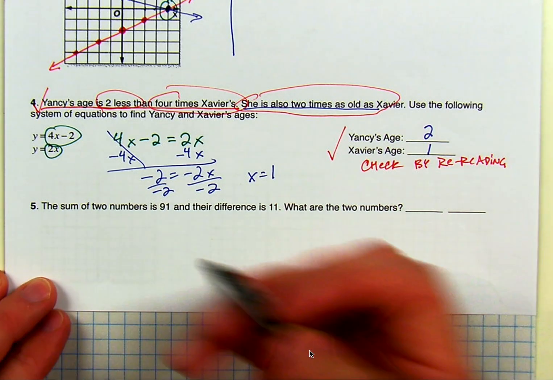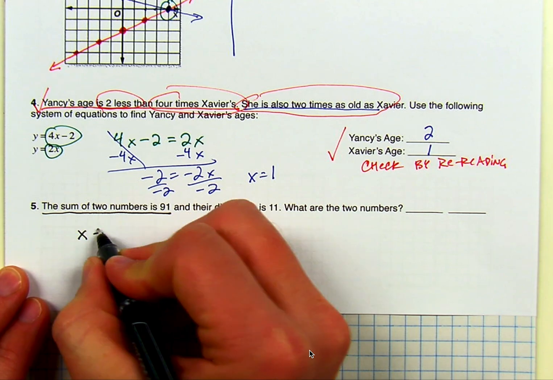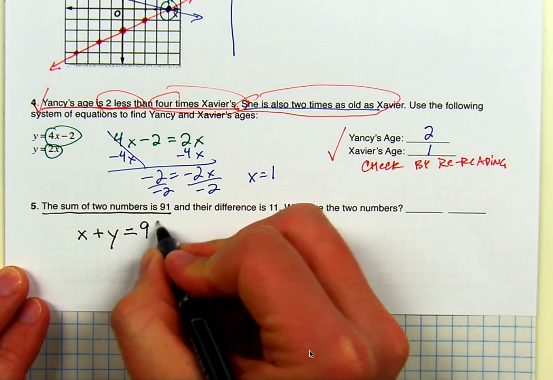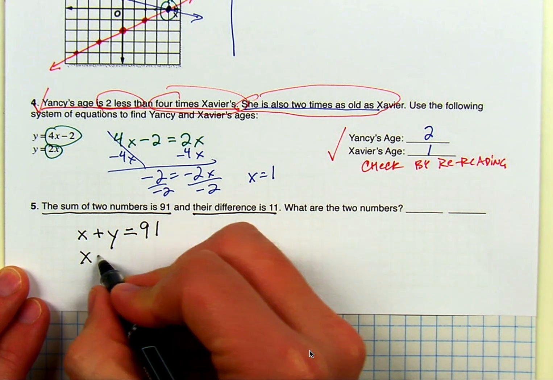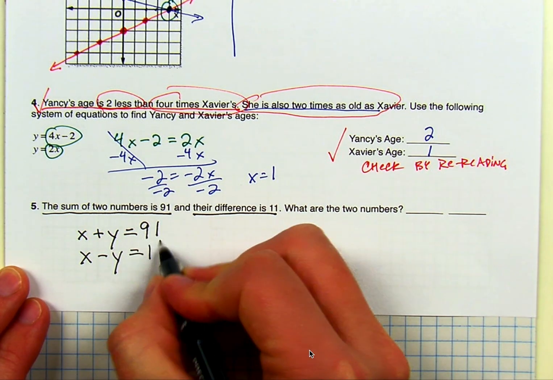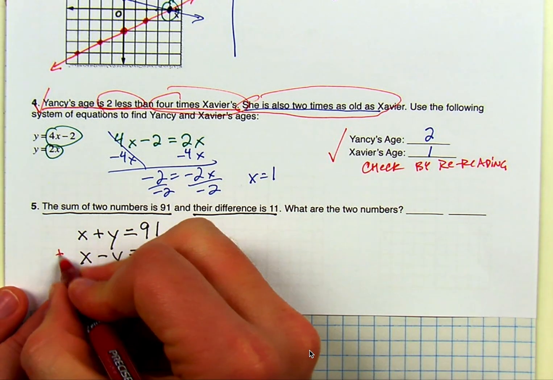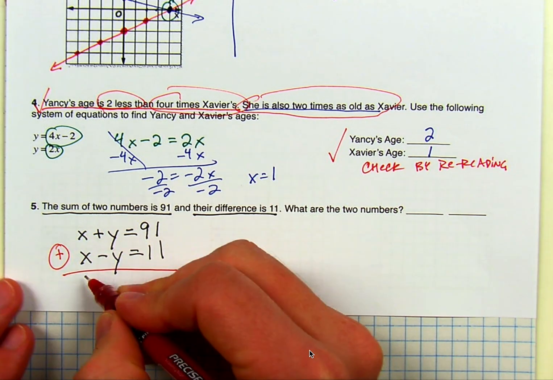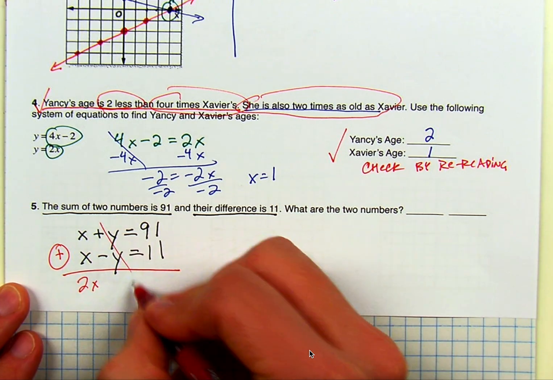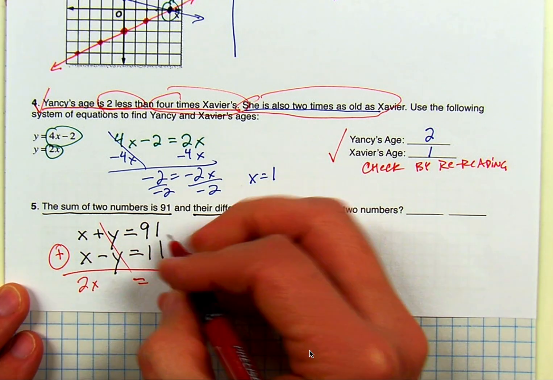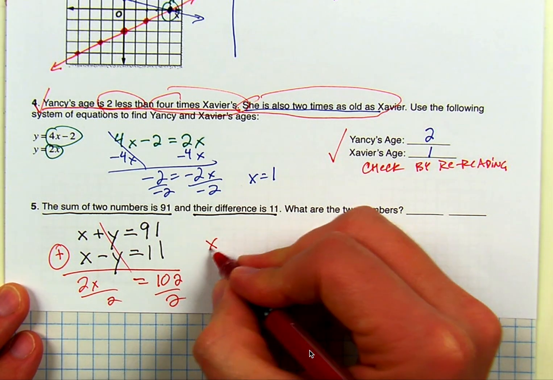The better way to do it is, let's translate this into a sentence. The sum of 2 numbers is 91. Their difference is 11. Difference means subtraction. Boom. Now we have a system of equations. On this one, I'm thinking, let's add. Elimination method. 2x, y plus negative y is gone. 91 plus 11 is 102. So I'm just going to divide by 2, and I get x equals 51.